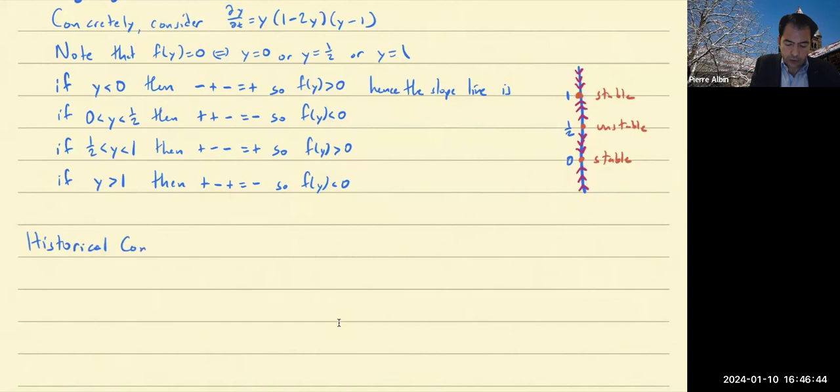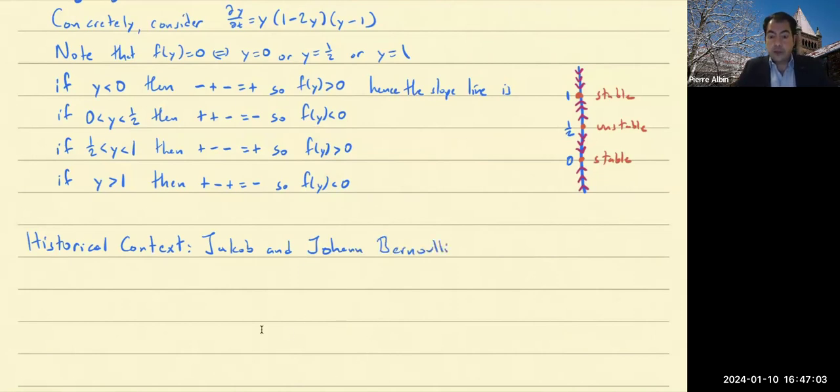For the next historical context, I want to tell you about some of the names that have come up, namely Johann and Jakob Bernoulli. Some of the first people to learn calculus and advance it after its initial development by Newton and Leibniz were the two brothers, Jakob and Johann Bernoulli.